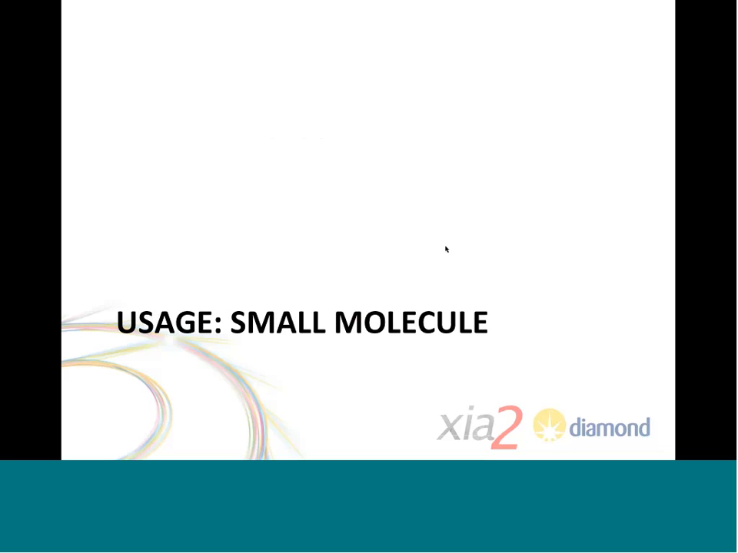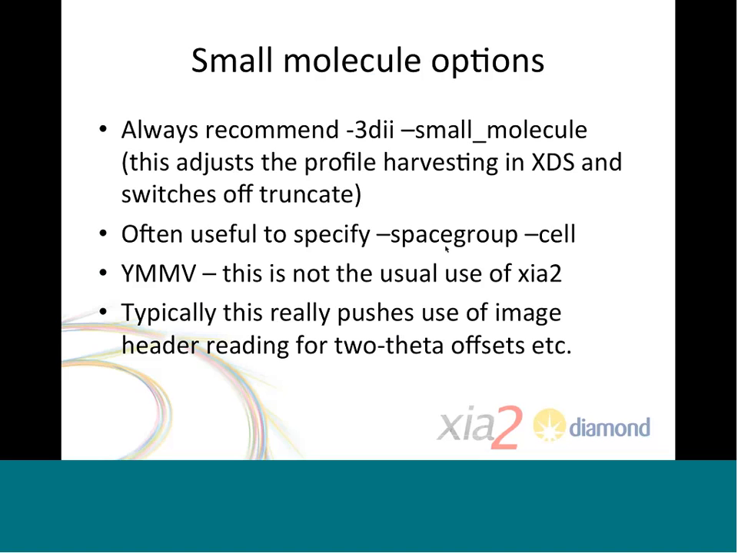Okay, there are some suggestions I would make for using XIA2 for small molecule data processing. I would always use -3DII because you've got very few spots, so you need all of them for indexing. I would also suggest you use the -small_molecule command line option because this adjusts how the profiles are determined and it switches off the truncate procedure and so on and so forth. In many cases, it's also useful to specify -space_group and -cell to give the program some idea, though I would warn you at this moment that XIA2 does not understand all these non-chiral space groups, so you just have to specify the right point group and then handle it a bit later on.